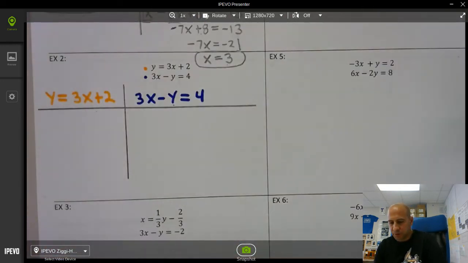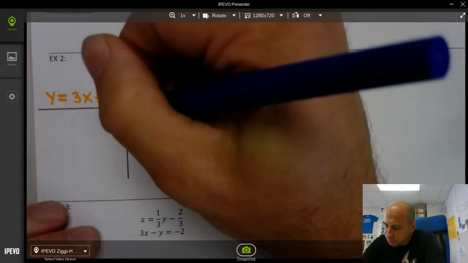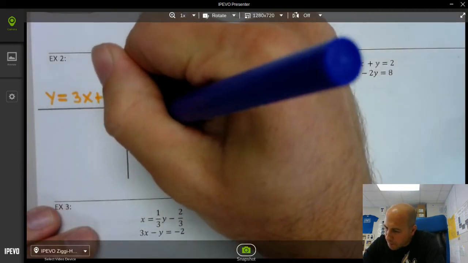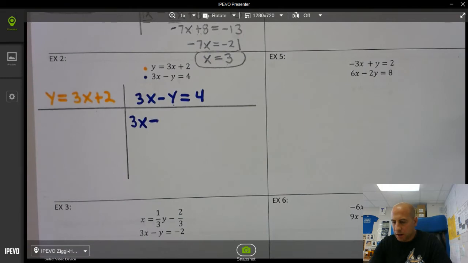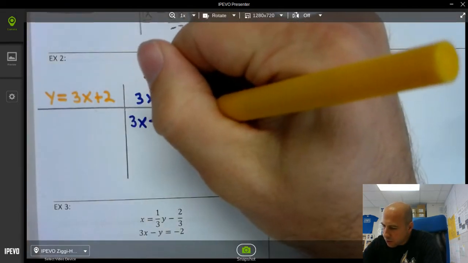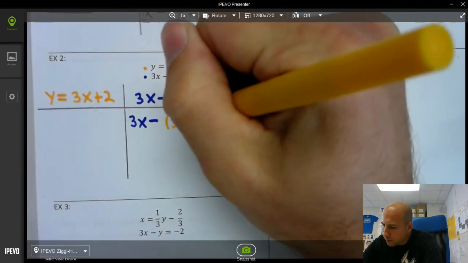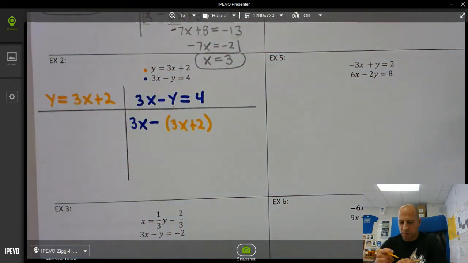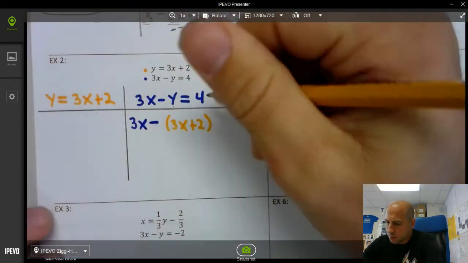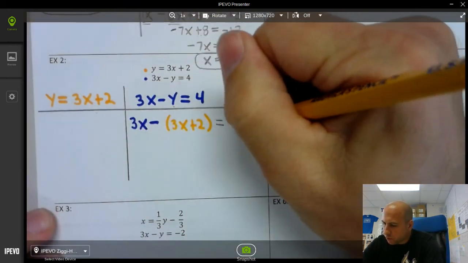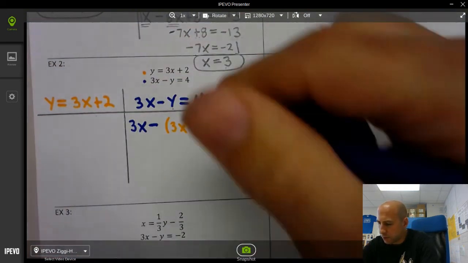So that becomes 3x minus, now y is 3x plus 2 equals 4. Well, that should be in blue. What am I doing?